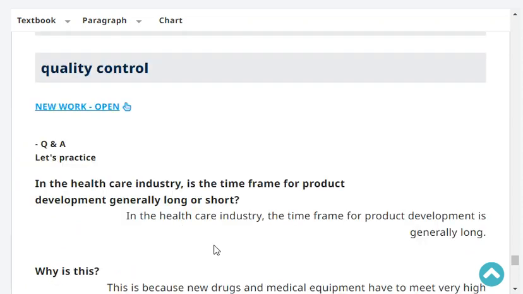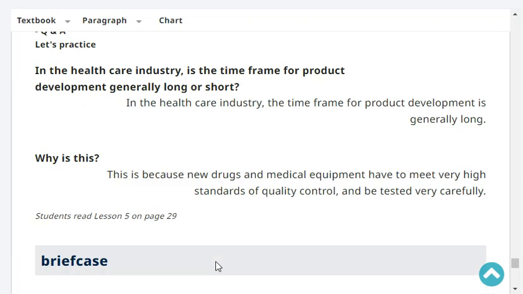In the healthcare industry, is the time frame for product development generally long or short? In the healthcare industry, the time frame for product development is generally long. Very good. One more.